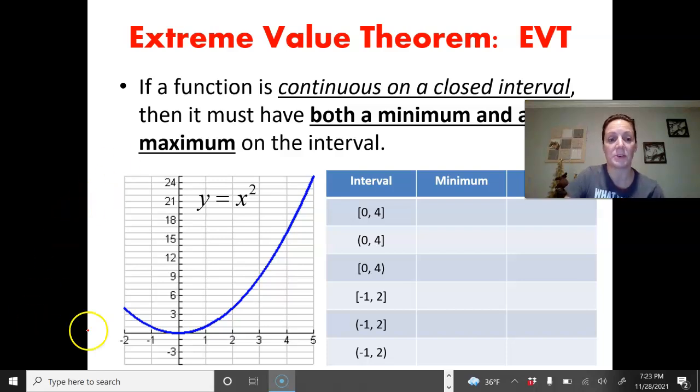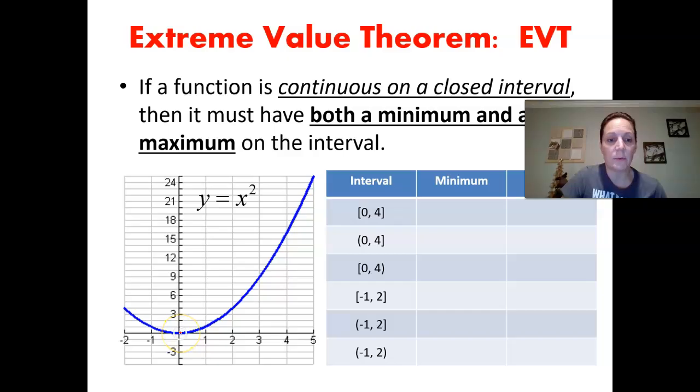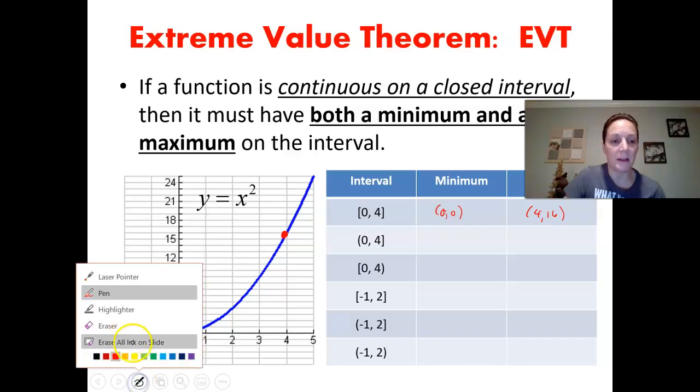So for example, look at this graph. Simple graph, y equals x squared. If you look at the interval from 0 to 4, including 0, including 4, obviously you have a low point at 0 and you have a high point at 4, 16. Right? Easy peasy.